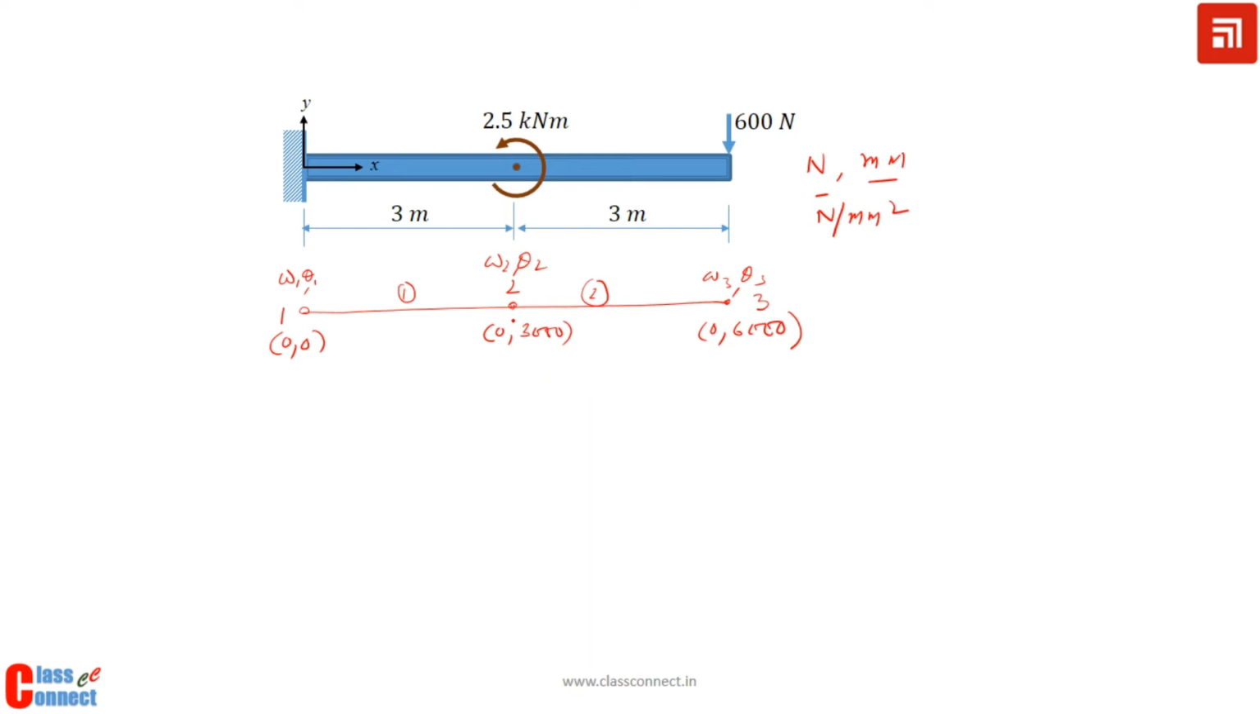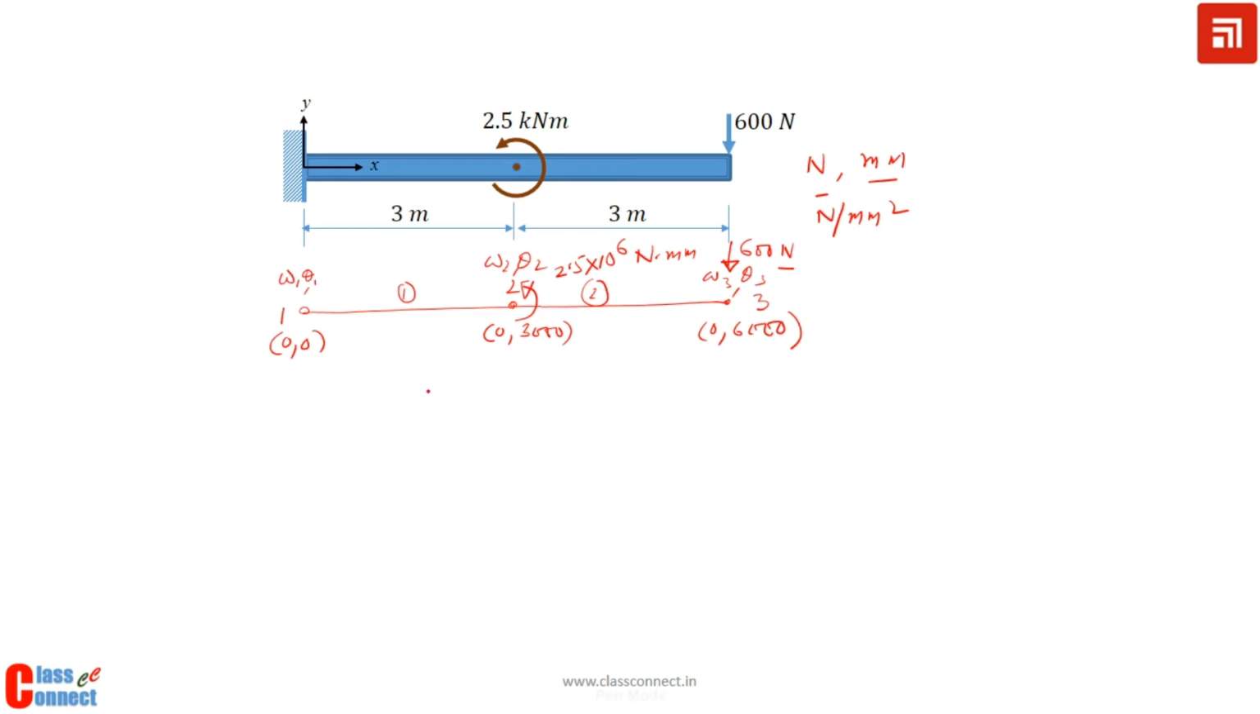The moment acting here is 2.5 kilonewton meter, to be converted into Newton and mm. So it is 2.5 into 10 to the power 6 Newton mm. And the load here is 600 in Newton. It is given in Newton, so that will be considered in Newton only. So that is about the discretization of this problem.